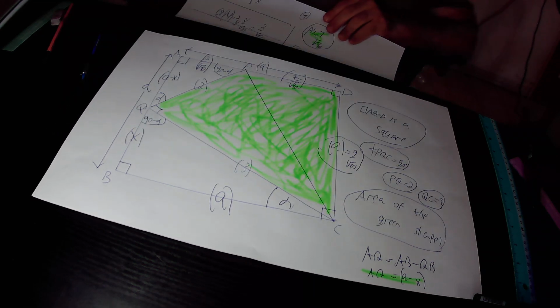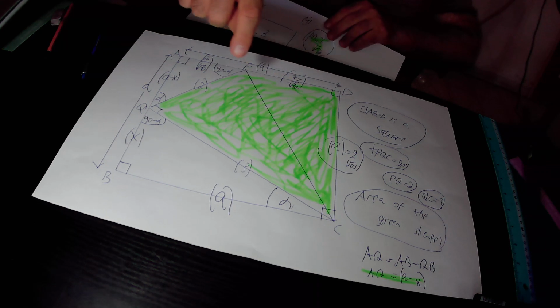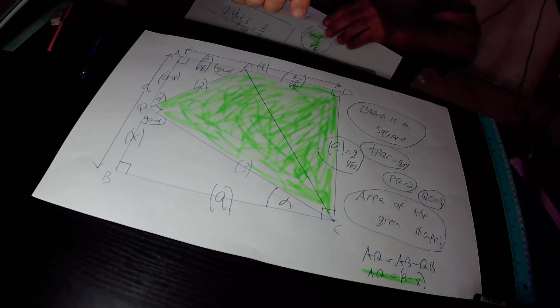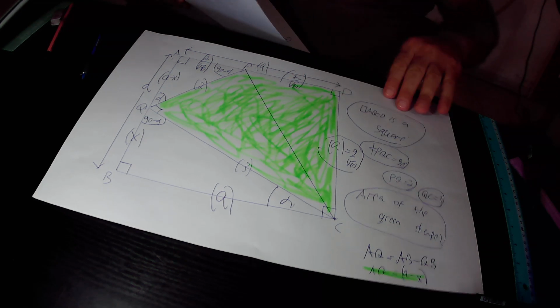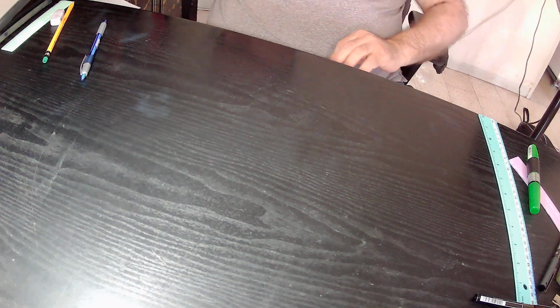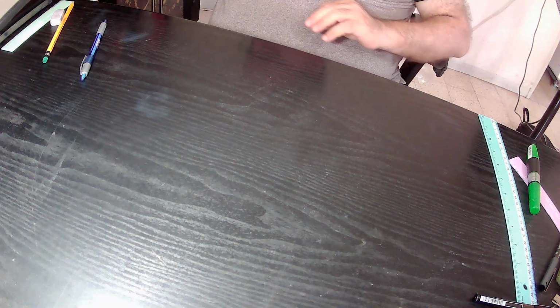So we found out that the area of this green shape equals 123 over 20 square units. So in terms of numbers, the area of this green shape equals 6.15 square units. We finish with the first question. In the next step, I presented to you the second question, and we solve the second question.